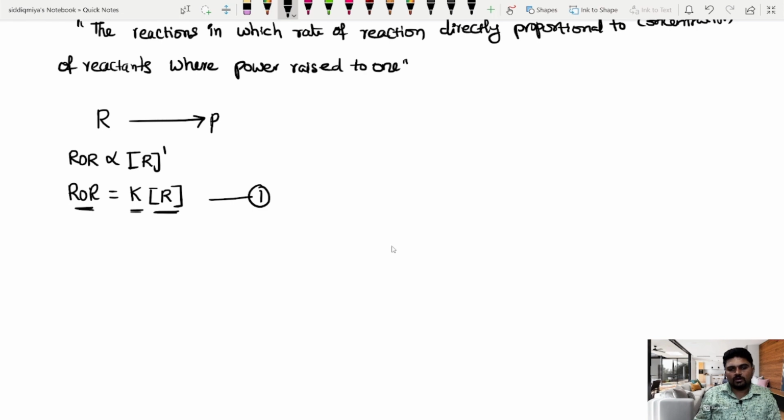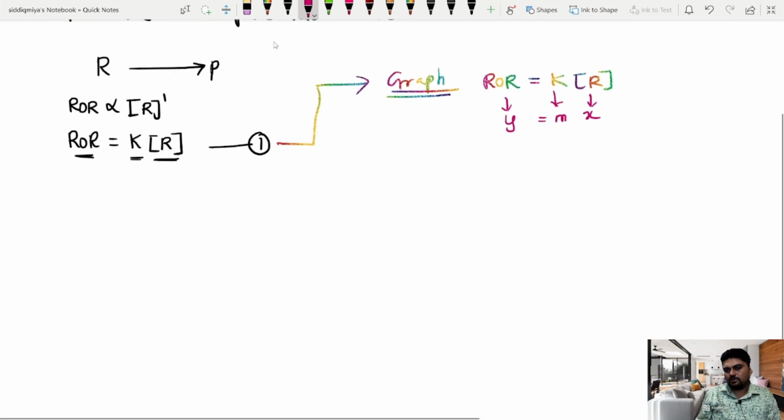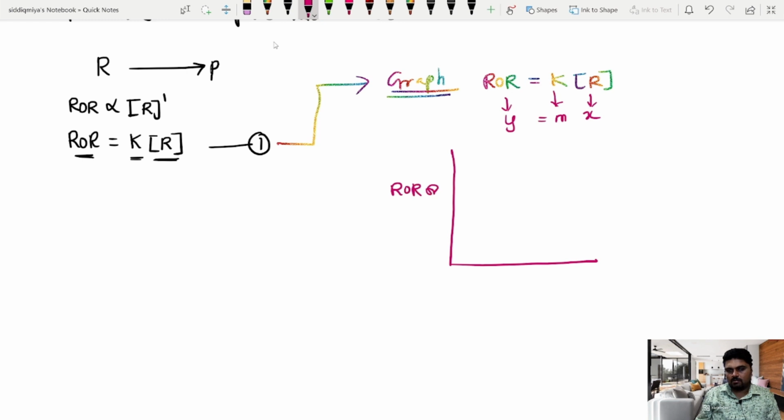From this we can plot a graph. On the y axis take the rate of reaction, or rate, both are the same, and on the x axis take the concentration of R. Like y is equal to mx, it is directly proportional, and the slope is K, a positive slope.